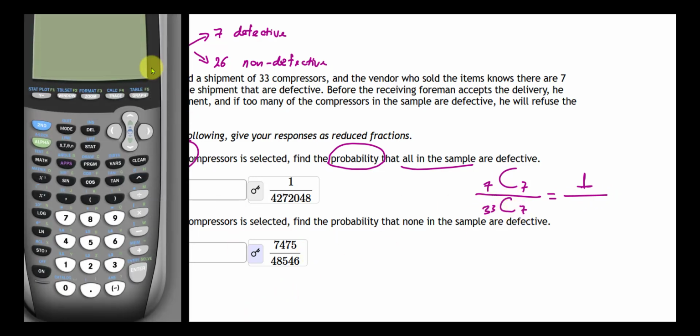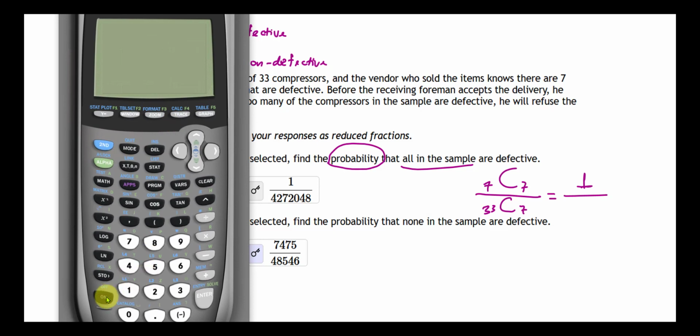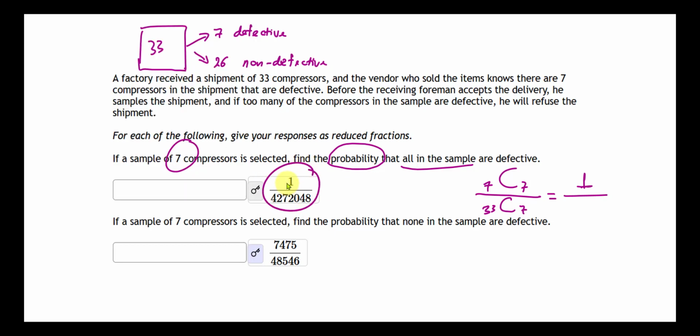We can use the graphing calculator to do that. We press 33, then go to math and choose PRB, probability, and then choose option 3, which is the combination formula, and then 7, and that will give you 4272048, which is the answer here. So the probability is 1 over that.